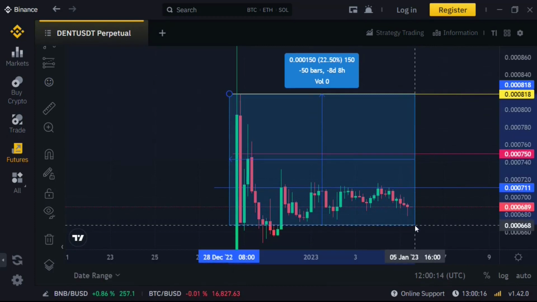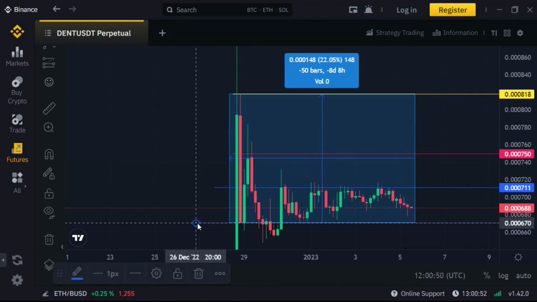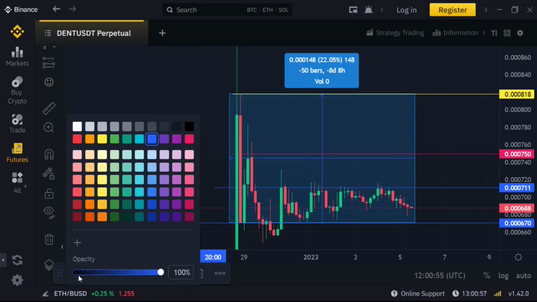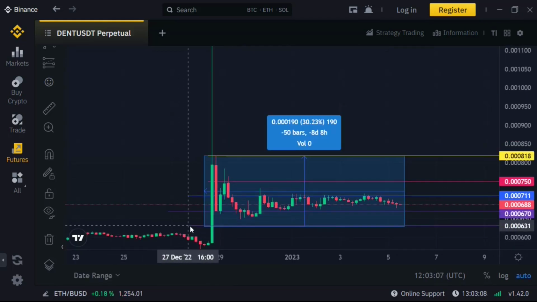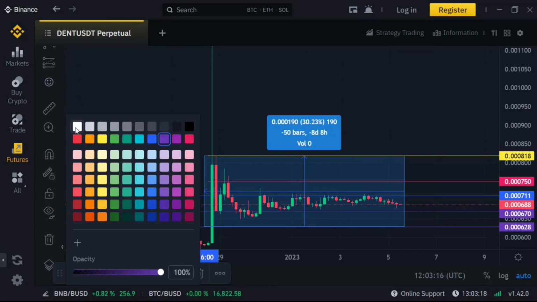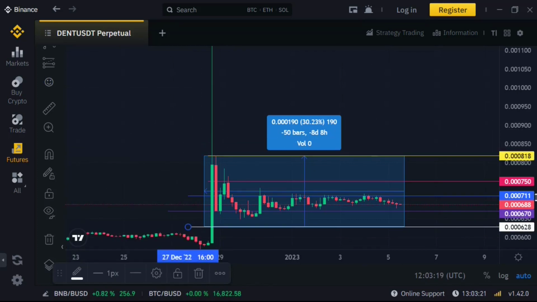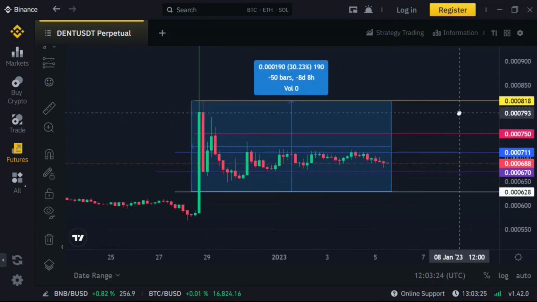And your safety price will be at the 22% of the most current bearish trend section. And then use the pink horizontal line to indicate your safety price, which is 0.000670 cent. And your first take profit price will be at the 30% of the most current bearish trend section. And then use the white horizontal line to indicate your first take profit price, which is 0.000628 cent.